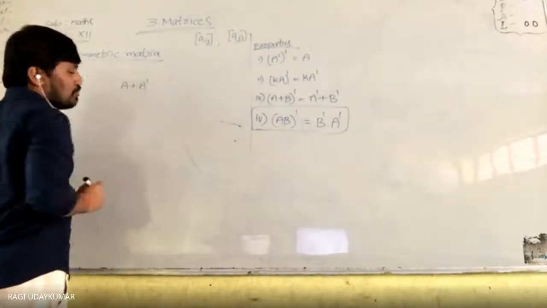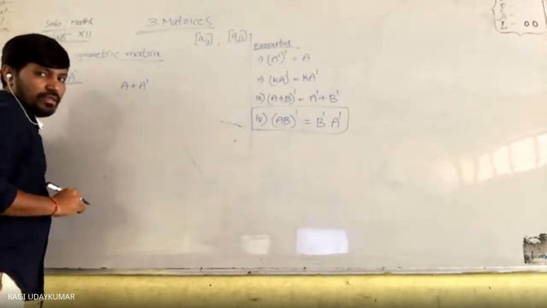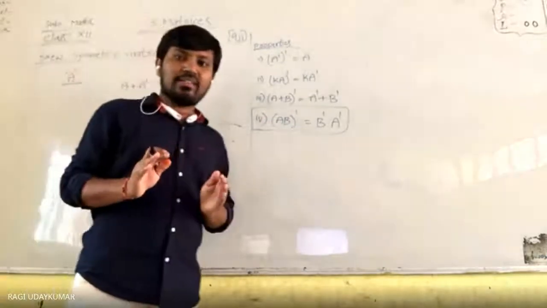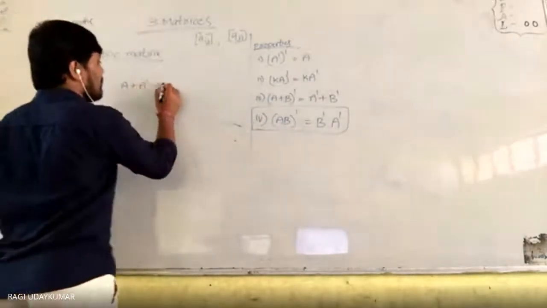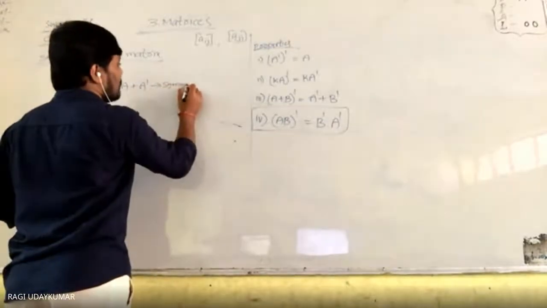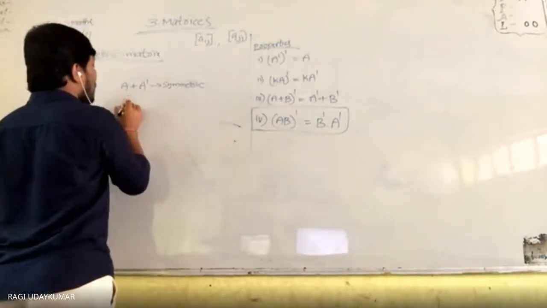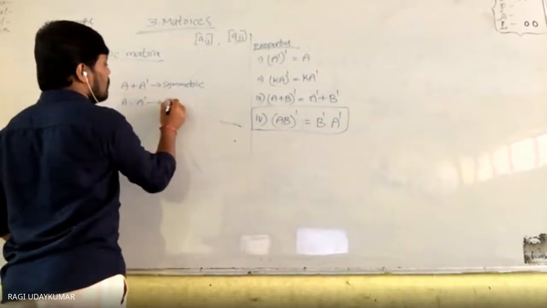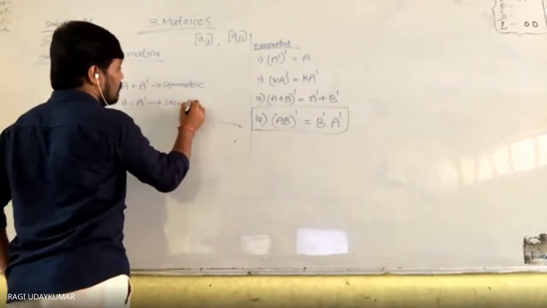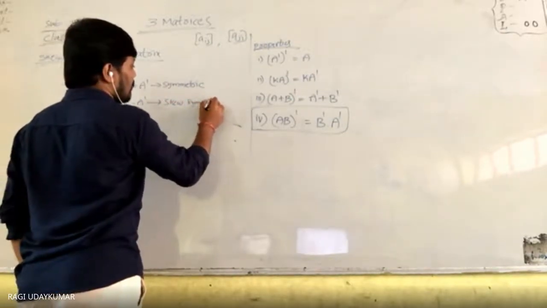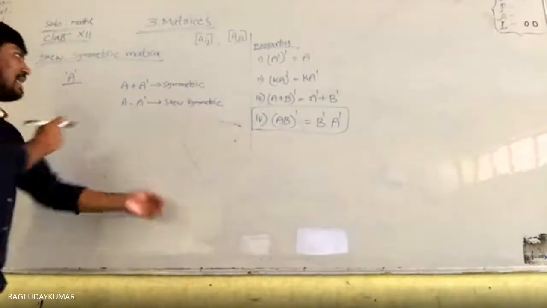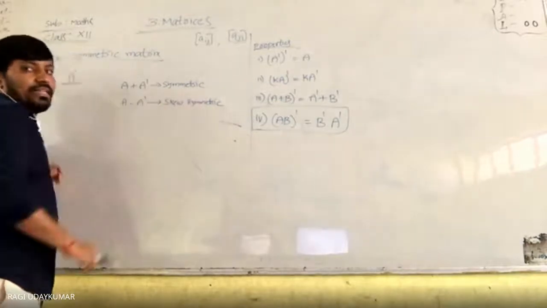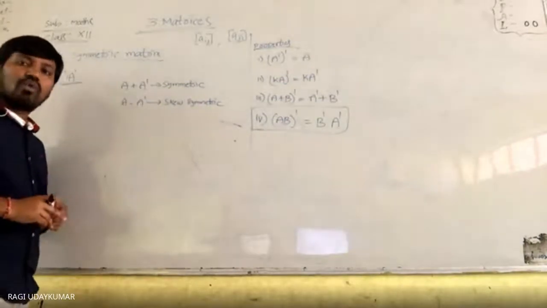If A is any matrix, then A plus A transpose will become a symmetric matrix. ये symmetric होगा. Just see here, and A minus A transpose होगा skew symmetric. A plus A transpose होगा symmetric. A minus A transpose होगा skew symmetric. So how is it possible?